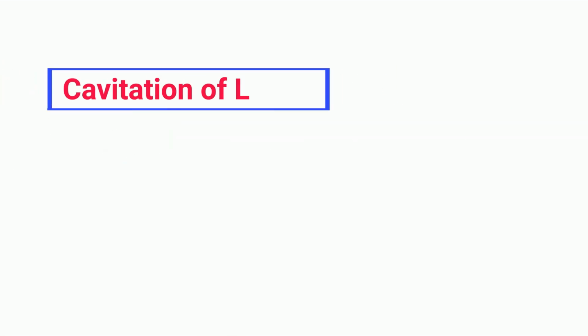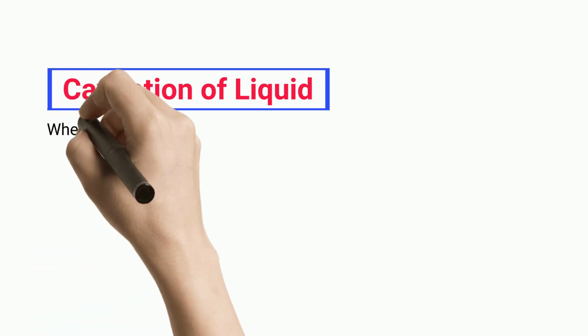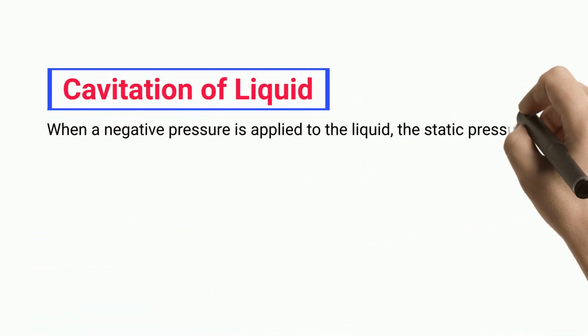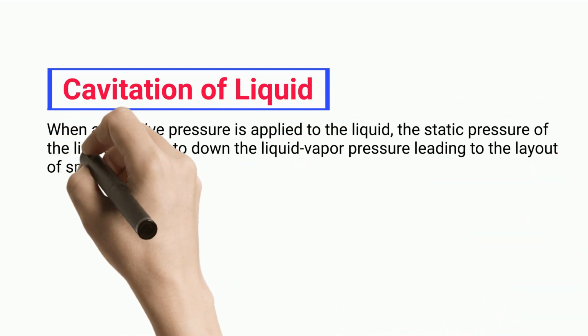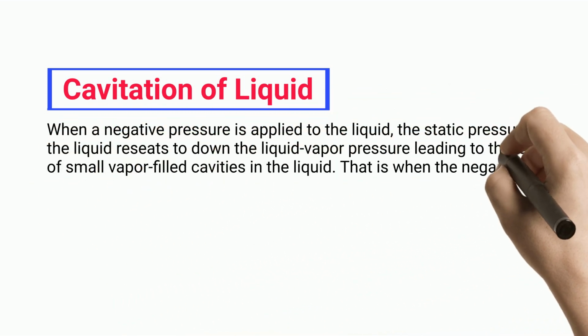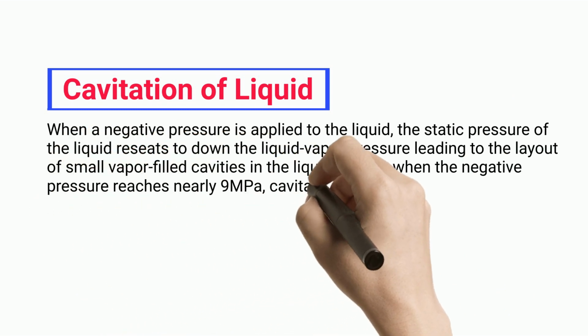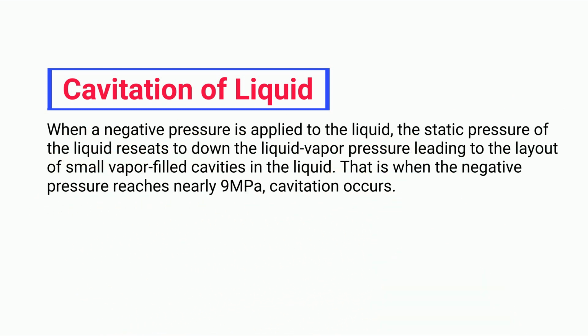Cavitation of liquid. When a negative pressure is applied to the liquid, the static pressure of the liquid recedes down to the liquid vapor pressure, leading to the formation of small vapor-filled cavities in the liquid. That is, when the negative pressure reaches nearly 9 MPa, cavitation occurs.